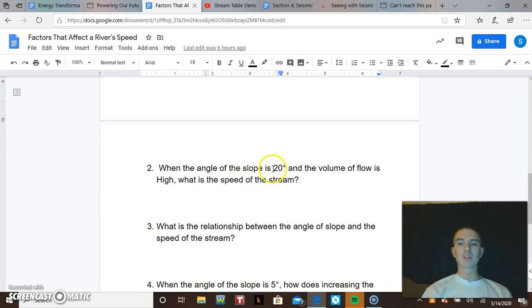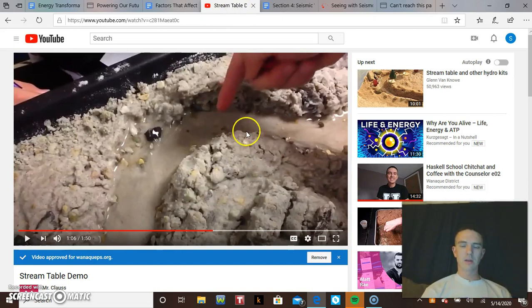When the angle of the slope is 20 degrees and the volume of the flow is high, what is the speed of the stream? You're just going to use the table again for that. Okay? Let's see.